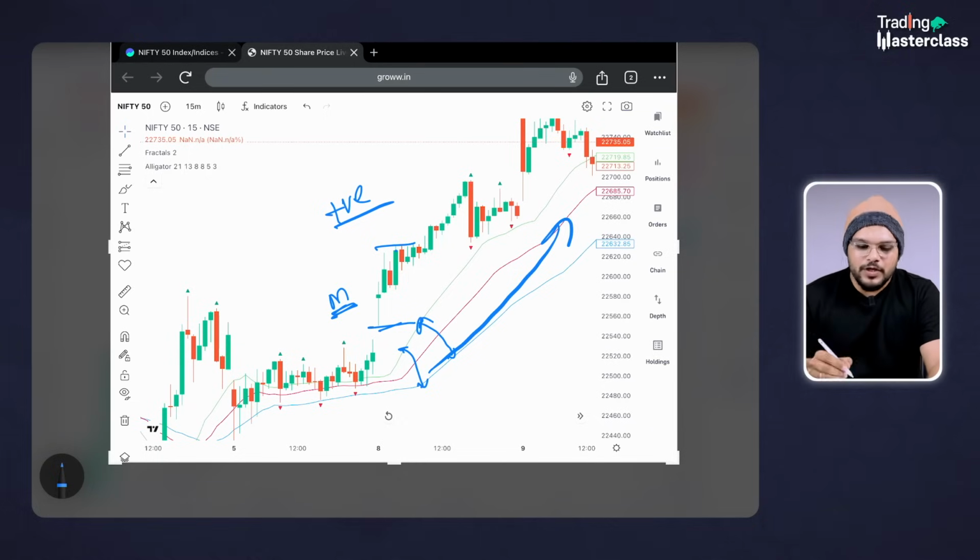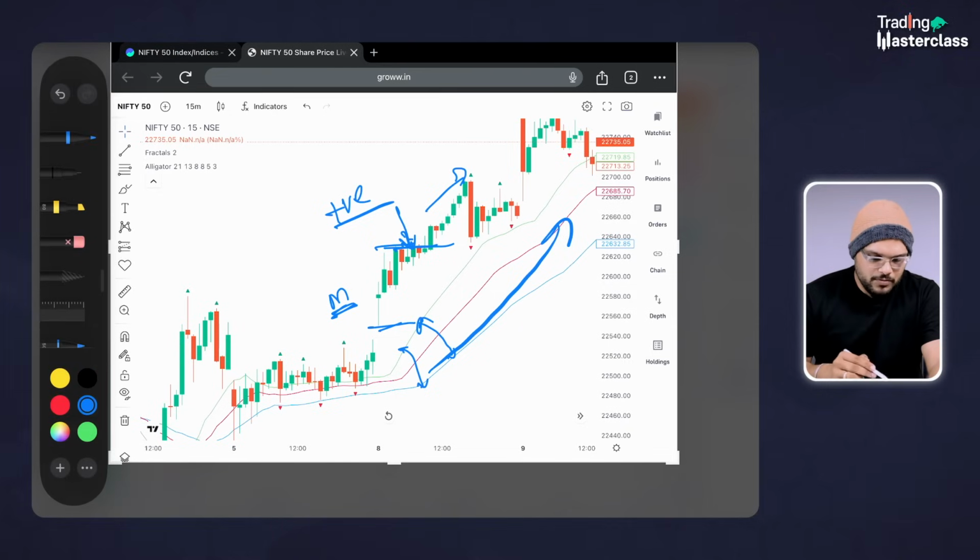When that happens, we could consider entering at the breakout of the IB high itself. That's what happened in this particular candle, right? The IB high got broken, and after that we got a very good up move. Or we can also consider, let me erase this, give me a moment. Or we can also consider entering at a swing high breakout. So how do we know whether it is a swing high or swing low? Based on the fractals, right?